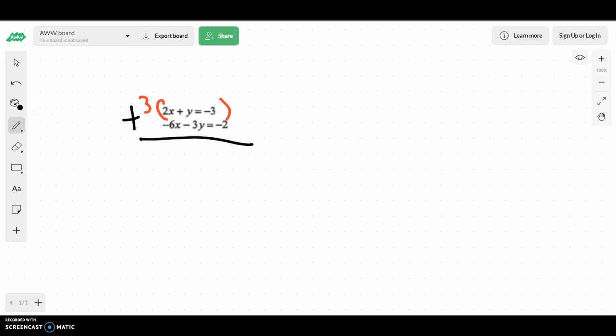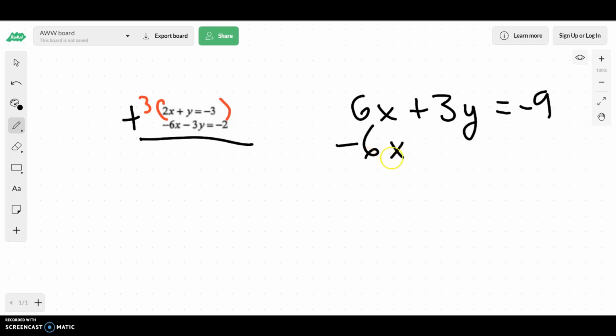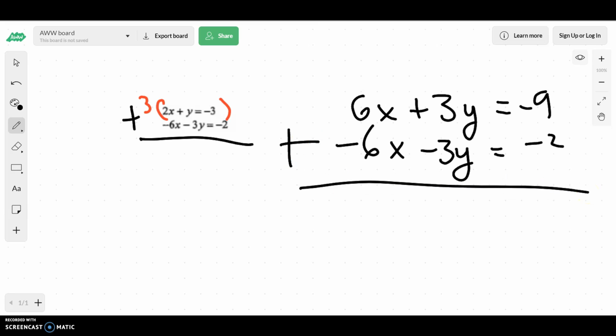So what I will end up getting would be 6x plus 3y equals negative 9. And I will get negative 6x minus 3y is going to equal negative 2. Now we'll just add straight down.